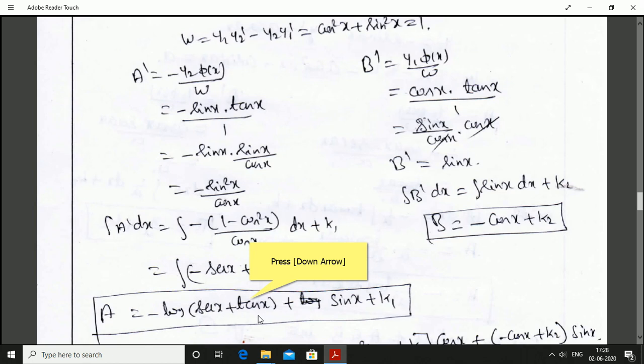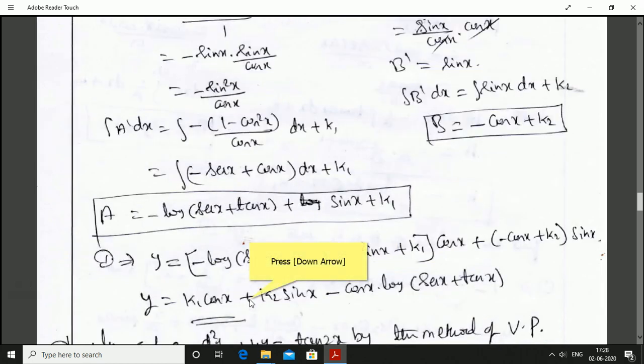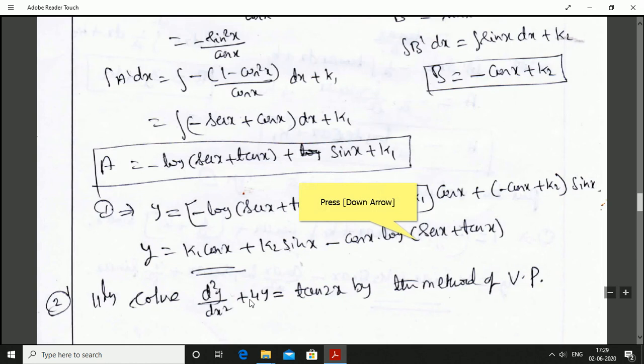Substitute the a and b values into the assumed general solution, equation 1. It is of the form y is equal to a into cos x plus b into sin x. a is minus log secant x plus tan x plus sin x plus k1, into cos x, plus b is minus cos x plus k2, into sin x. On simplification, k1 cos x plus k2 sin x minus cos x into logarithm of secant x plus tan x, plus sin x into cos x minus sin x into cos x. Minus sin x cos x plus sin x cos x gets cancelled. This is the final answer for the given differential equation.